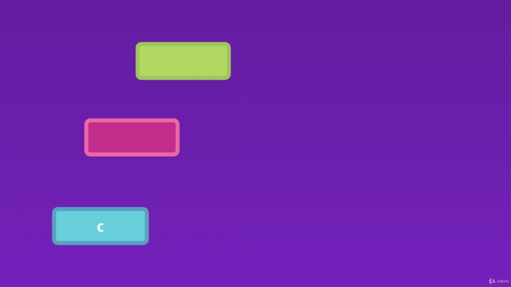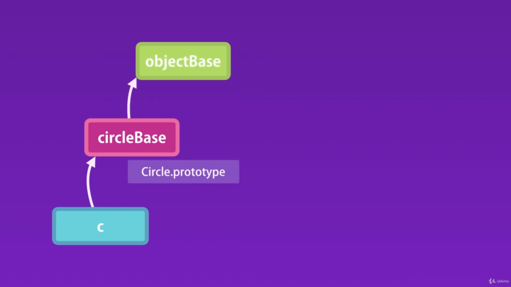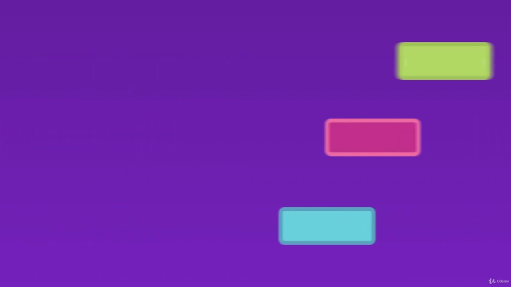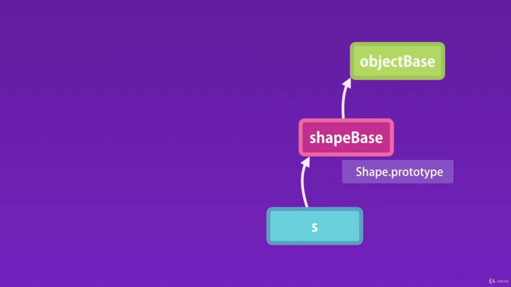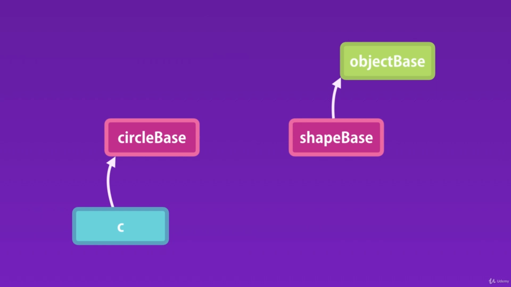We have this C object, which inherits from circle base, which is essentially circle.prototype. And this circle base inherits from object base. Similarly, we have S, which inherits from shape base. And this is the same object referenced by shape.prototype. And this object inherits from object base. Now, to set up inheritance here, we want to have circle base inherit from shape base.